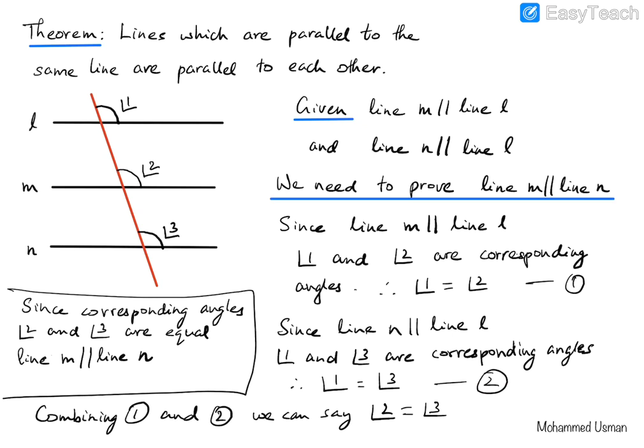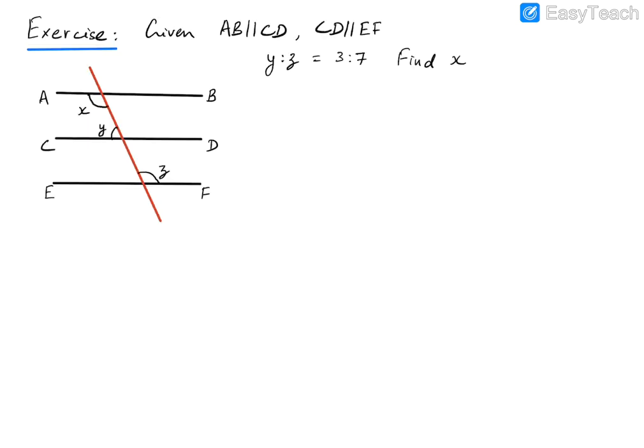Okay, so that's our first example where we have applied our idea about corresponding angles to prove this particular theorem, that if we have two lines which are parallel to one particular line, then these two lines are also parallel to each other. Okay, let us now do one more example as an exercise and we will wind up this topic.